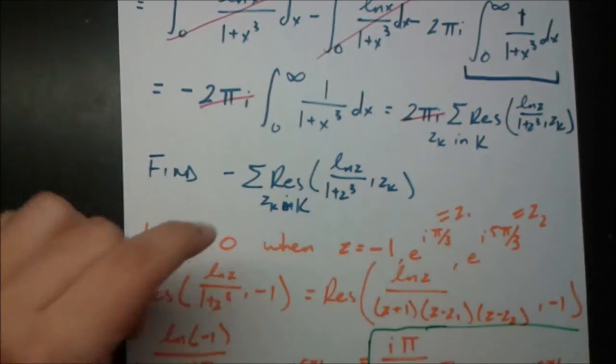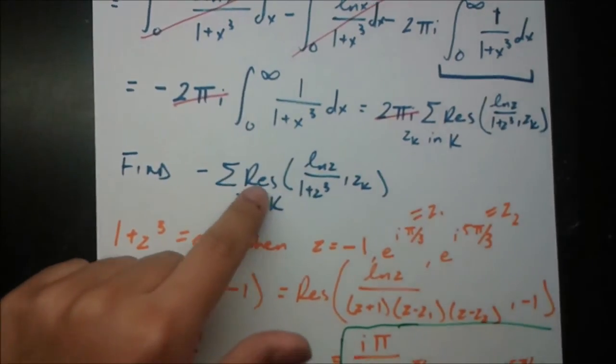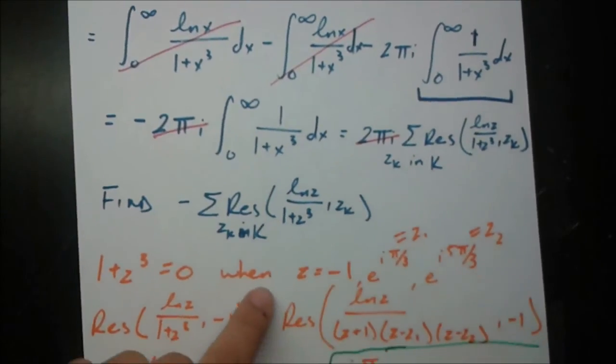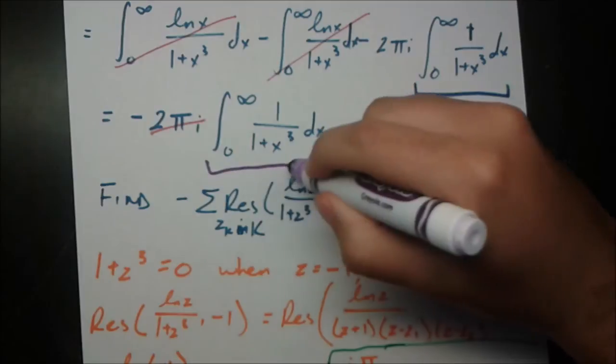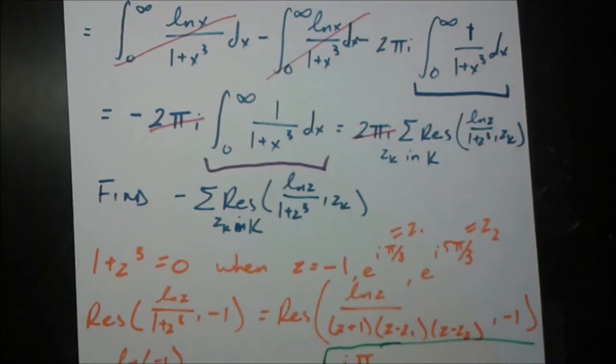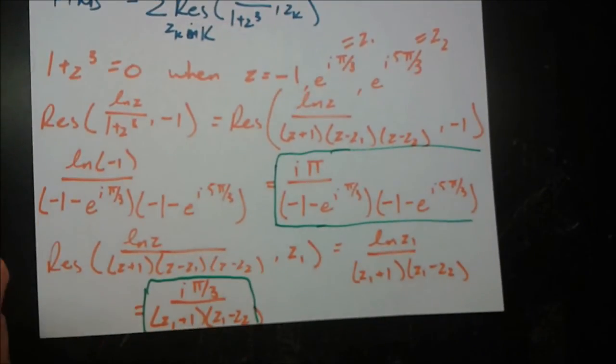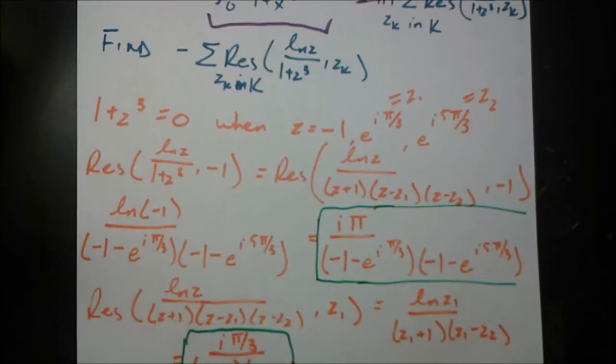So if I find the negative sum of the residues, because remember the negative sign will go over here, then I've found the value of this integral, which is exactly what I wanted. So the last thing to do is just find the sum of the residues. So I've done that here. So let me just walk you through a few of the initial steps.